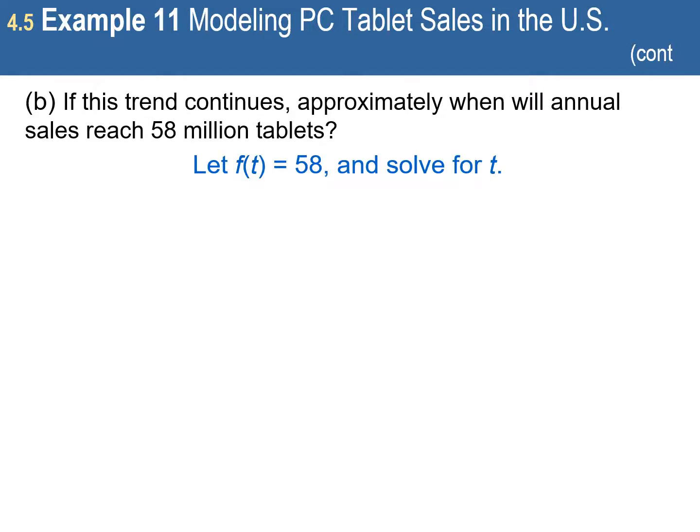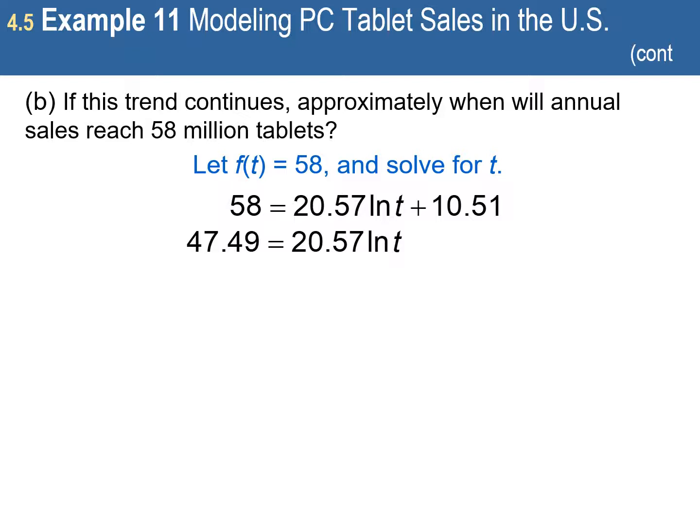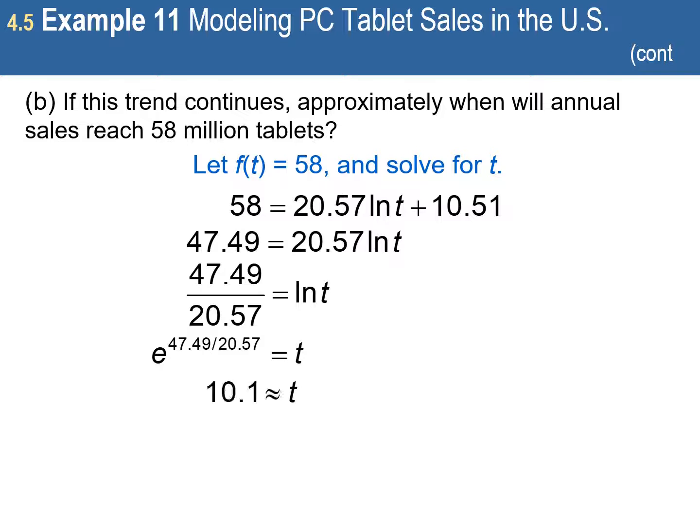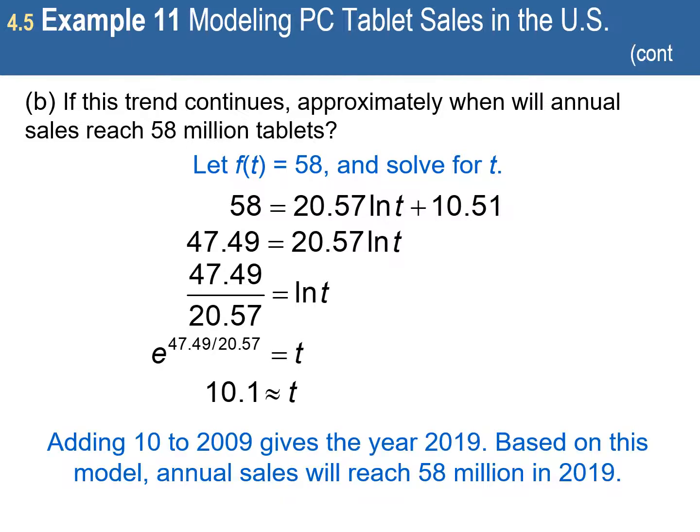So let f of t equal 58. We're going to solve it for t. So 58 is 20.57 natural log of t plus 10.58. So I'm going to subtract the 10.58, divide by 20.57, and raise to the e power. When I do that with my handy dandy calculator, I get t is 10.1. So adding 10 to 2009 gives the year 2019. So we will hit 58 million sales in 2019.